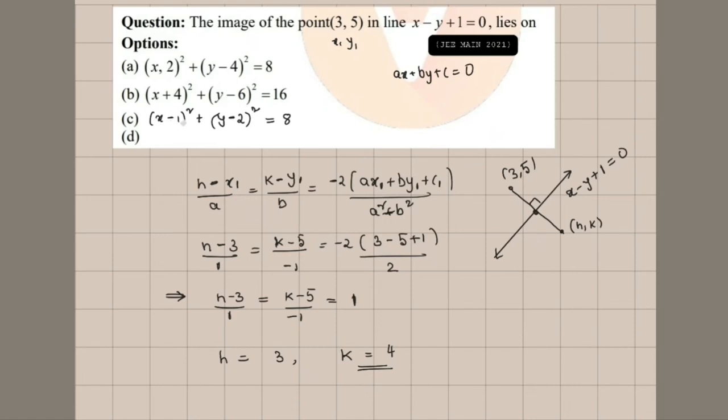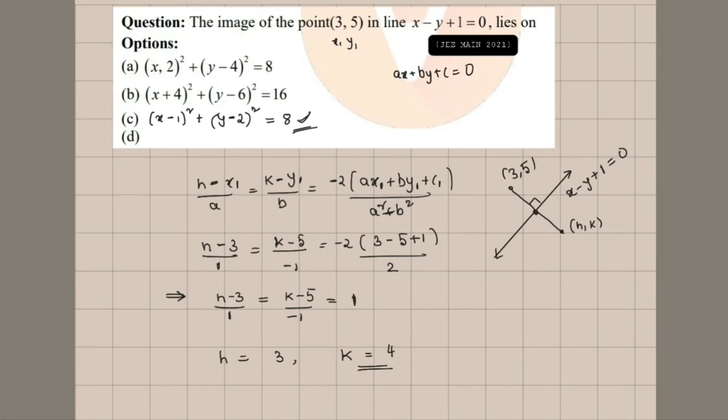Let's say option C is (x minus 1) whole square plus (y minus 2) whole square equal to 8. If you substitute (h, k) in all these options, you will get one equation which satisfies this point. So that will be the answer. Because (3 minus 1) whole square is 4, (4 minus 2) whole square is 4, 4 plus 4 equals 8. So JEE Main 2021 is just simple. We got it just by substituting in this formula of the image of a point.